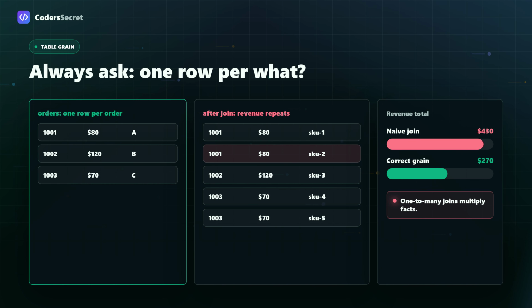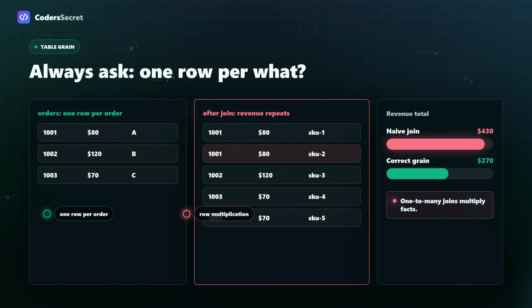The table on the left has one row per order. The table on the right has one row per order item. When we join them and sum order revenue after the join, the same order revenue appears once per item. The red total is inflated. This is why dashboards lie. Before you aggregate, state the grain. One row per order, one row per customer, one row per order item, or one row per day are different promises.